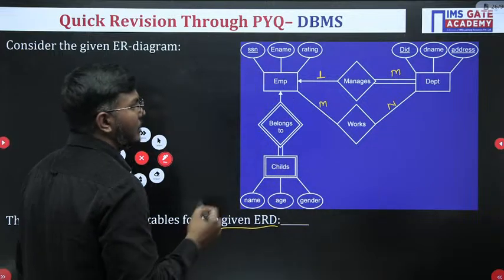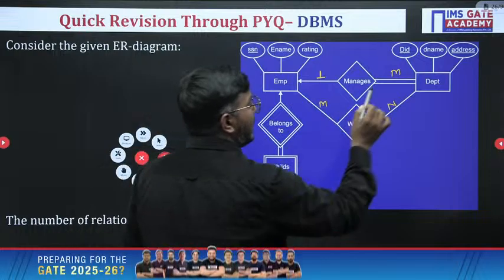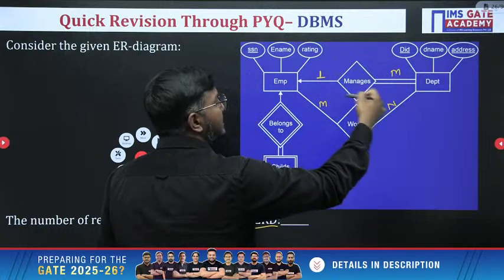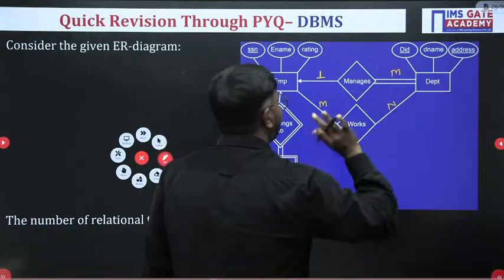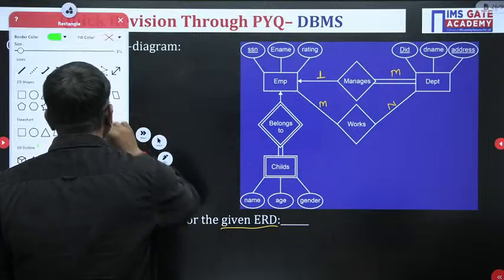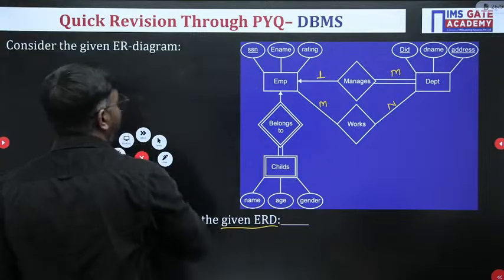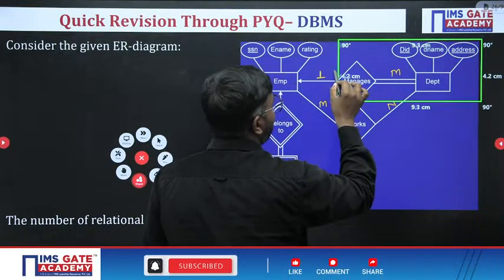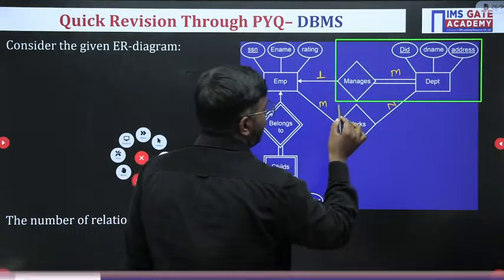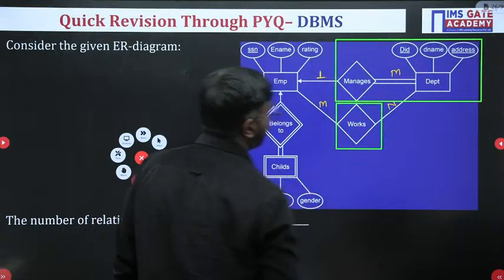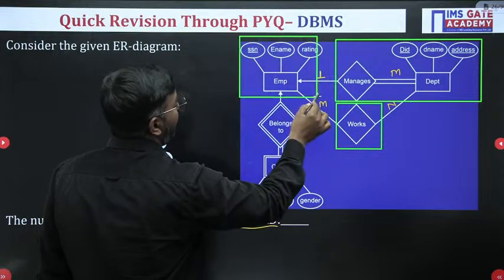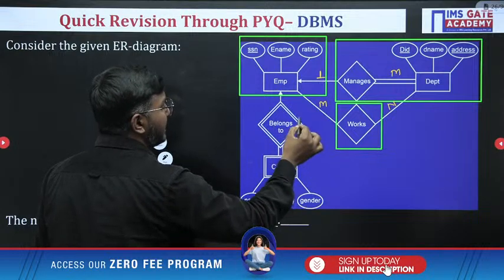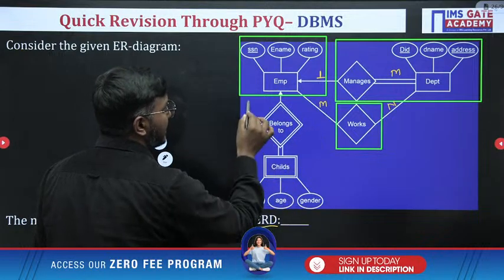Getting my point? Now as per the rule, if towards the many side there is full participation, the relationship set still merges towards the many side only. It means this manages gets merged towards the department side. Then works will form a separate table, and employee will also form a separate table. And the weak relationship set is merged towards the weak entity set, so this gets merged into a single table.